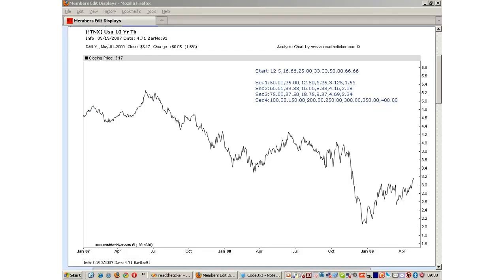Welcome to readtheticket.com. Today we're going to talk about Gann percentages. We're going to do this on the TNX, the USA 10-year Treasury bill. This is the yield, from January 07 to early 09.